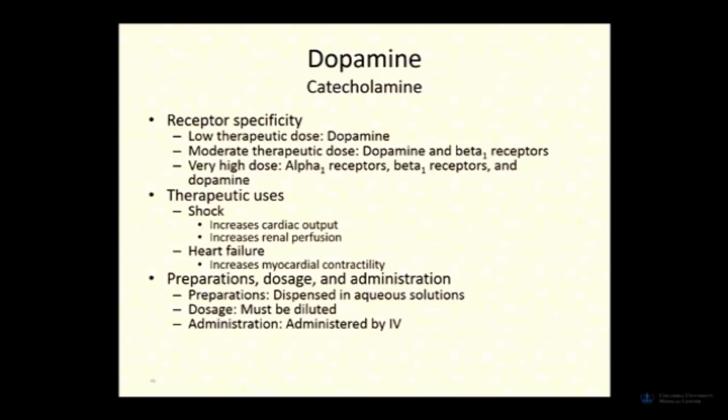Therapeutic uses, as I mentioned, are shock, to increase cardiac output and enhance renal perfusion. We also use dopamine in certain cases of heart failure to increase contractility and cardiac performance. Dopamine is prepared in an aqueous solution. It really must be diluted, and the administration is primarily IV.